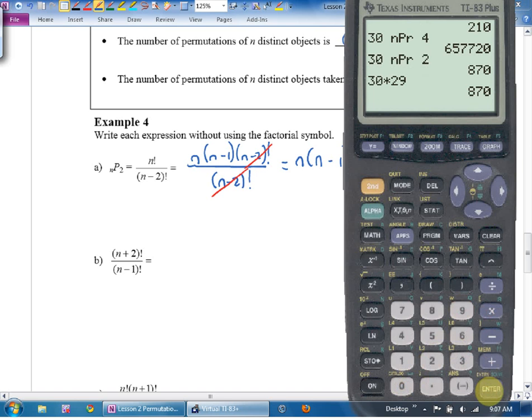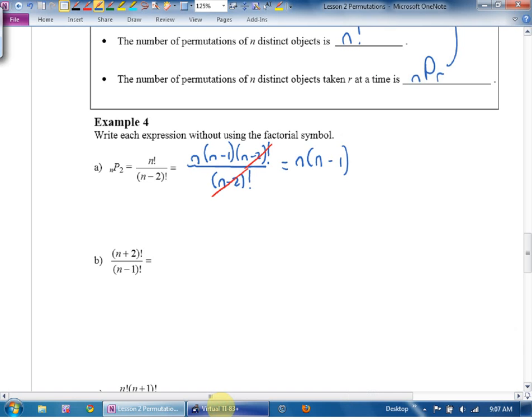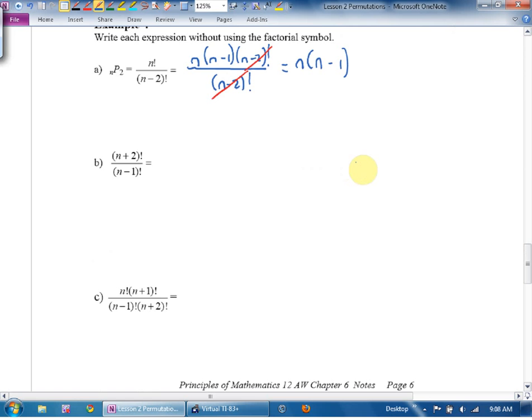Or they may write this as n squared minus n. They may multiply the brackets out. I won't, because I think that looks cleaner to me. Or they may give you not a permutation, just some kind of factorial algebraic expression. That's fine. I start out the same way. I ask myself, which one's bigger, n plus 2 or n minus 1? That's the one I'm going to start to expand.